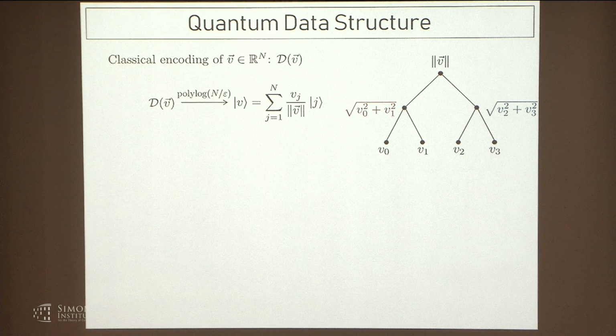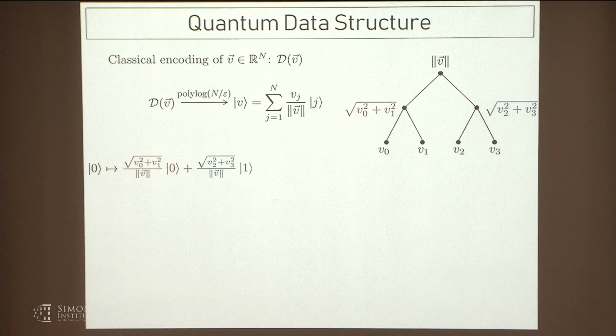And I'll just show you for this example how we can, in log n operations, create this state. First, starting at the root, we're going to look at these 3 values, the value at the root and the value at its 2 children, and that's going to tell us a rotation that we should do. So we're just going to do this rotation to generate this state.